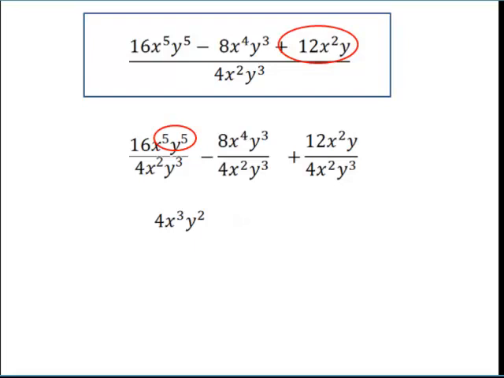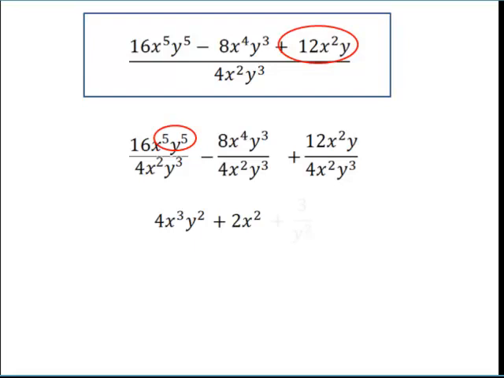We go to our second term. 4 into 8 is 2. x to the 4 over x to the 2 reduces down to x squared in the numerator, where there were more factors of x. And y cubed divided by y cubed is the same as any number divided by itself, which is simply 1, and we don't write a factor of 1.